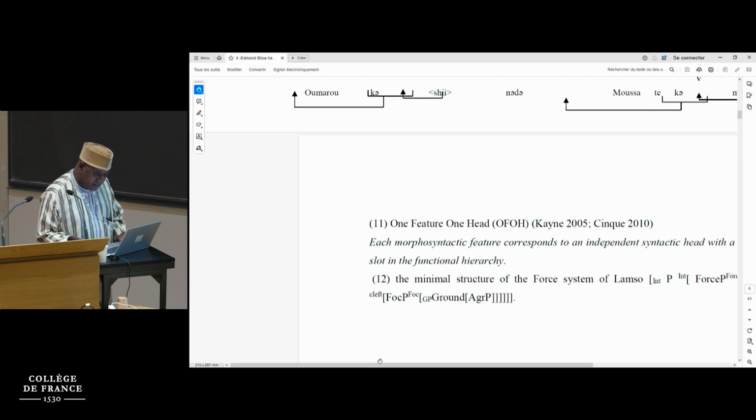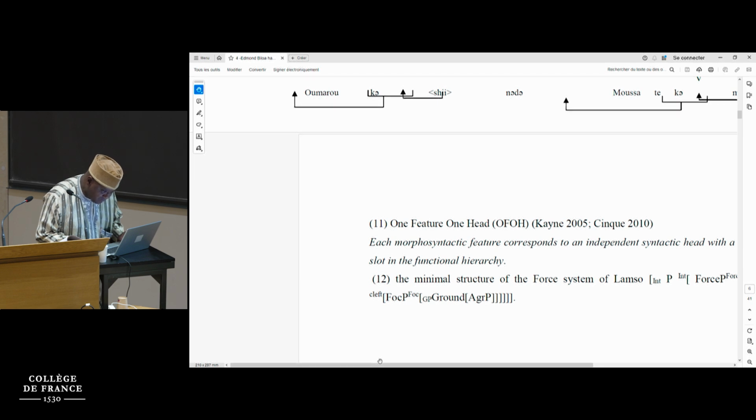Now, one tenet of cartography: one feature, one head. I'm not sure that it is Ken who said that, but I know that it's Cinque and Rizzi. I wonder why Rizzi's name is here. It should be Van Kenderbroek whose name should be there, not Ken. Okay, so each morphosyntactic feature corresponds to an independent syntactic head with a slot in the functional hierarchy.